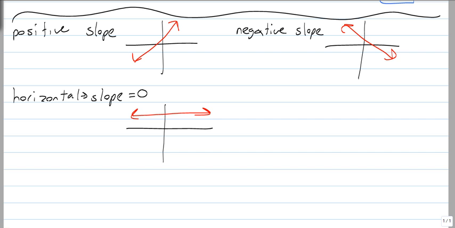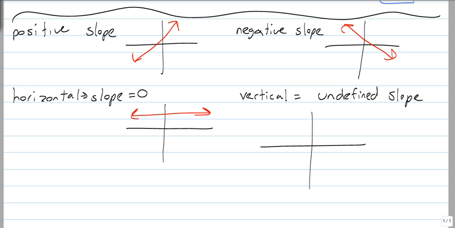And the last one is a vertical slope. So vertical, we would have an undefined slope. Okay, which means that it's only moving up or down. It is not running at all. There's a 0 on the bottom of your fraction. It's undefined because we can't divide by 0. It's not changing in the x direction. It's only changing in the y direction. That would be an undefined slope.